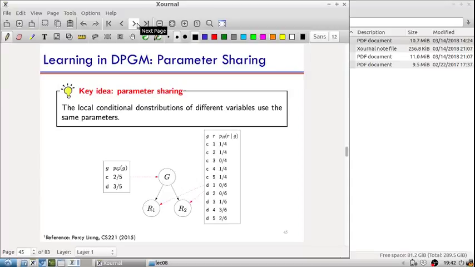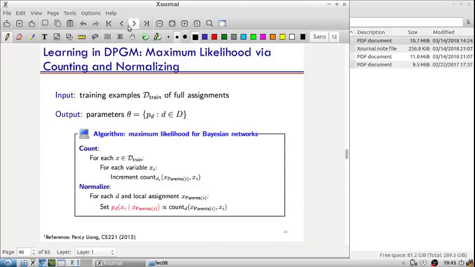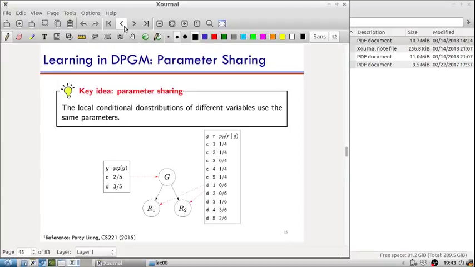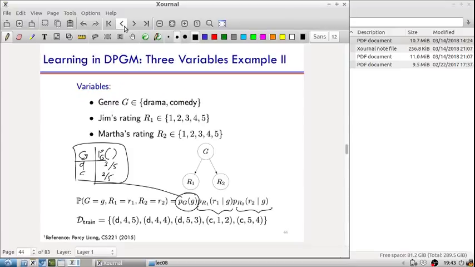Now, the key change from this example to the previous example is that I can do what is called parameter sharing, and this is similar to what I alluded to in the hidden Markov model setting. I'm going to say that P of G is fine, just be computed. P of R1 and P of R2, I'm going to say these two are the same conditional probabilities. Although they're two different reviewers, they'll have the same conditional probability, which means that I can aggregate data. Right? There's no separate identity for R1 and separate identity for R2 anymore. Okay.